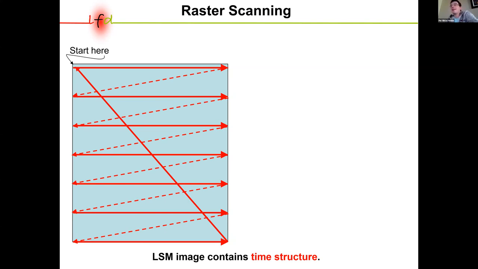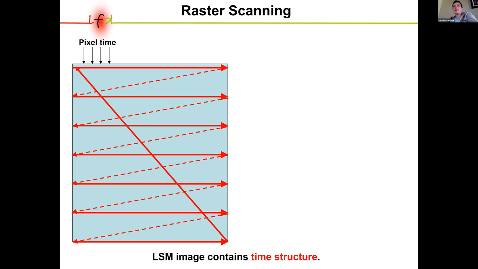What RICS is exploiting is that because we are scanning the image, which takes time, this image contains an intrinsic time structure. One pixel recorded at the top left corner, for example, is recorded at a different time than another pixel at the top right corner, and so on. And because we set the scanning parameters, the pixel dwell time, the line dwell time, and how large the pixels are, we know exactly these parameters, and then we can use them to learn something about the movement of molecules.